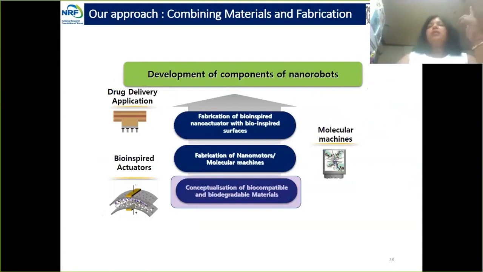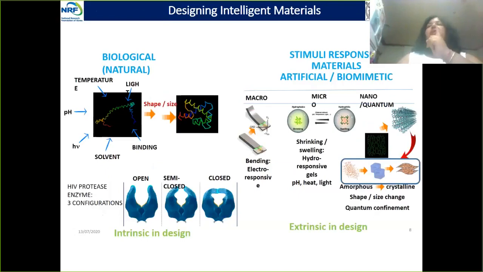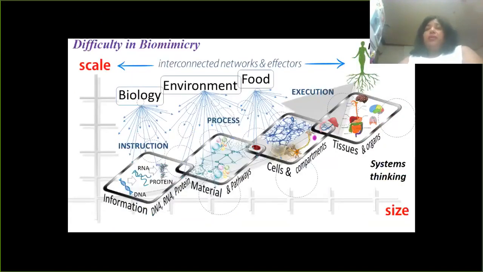The most important thing is that we try to make our intelligent material or smart responsive material, we try to learn from the biological system. For example, in protease, you have an open design, but when you have temperature or any other external stimuli, you can close the system. And a similar thing we have tried to do, we have tried to use the external stimuli to reach from amorphous to the crystallized system. In the next two slides, I think it will be there.